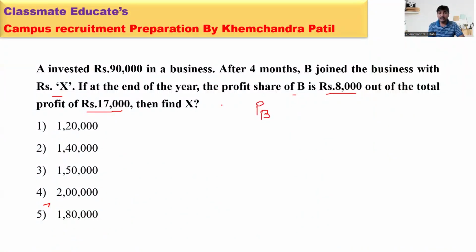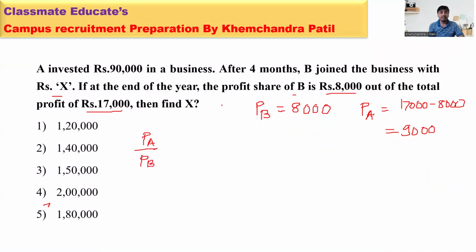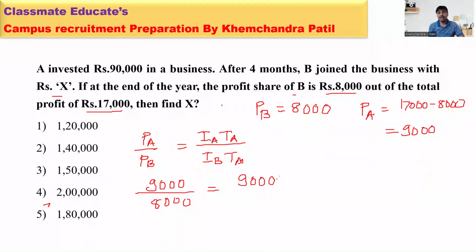So profit of B is given as 8,000 out of 17,000. So profit of A will be equal to 17,000 minus 8,000. So that is 9,000. So you already know the profit of both the partners, that is profit of A upon profit of B will be equal to investment of A into time period of A divided by investment of B into time period of B. Now, A is getting 9,000 rupees, B is getting 8,000 rupees is equal to A invested 90,000 rupees and he started the business.